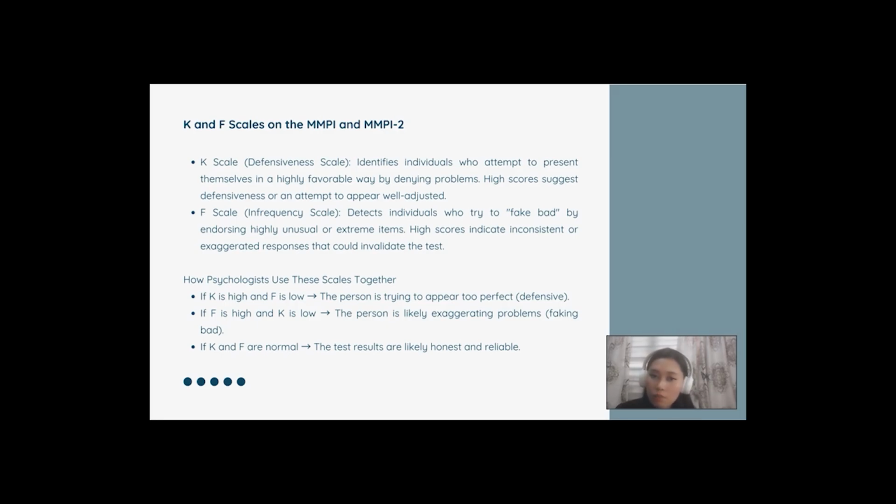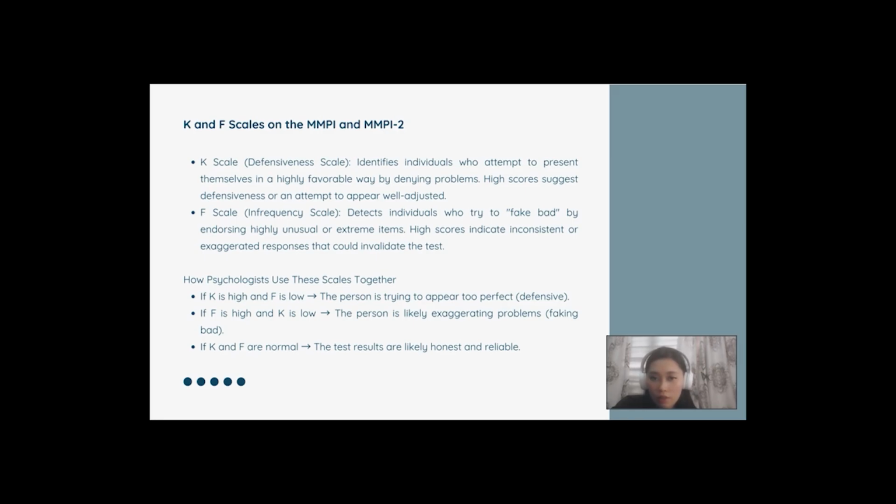A person in a legal case might exaggerate mental health symptoms to seek disability benefits or avoid responsibility for a crime. If they score high on the F scale, it suggests the responses may not be genuine. The K and F scales on the MMPI help determine if someone is trying to manipulate their test results. And here is how psychologists use these scales together.